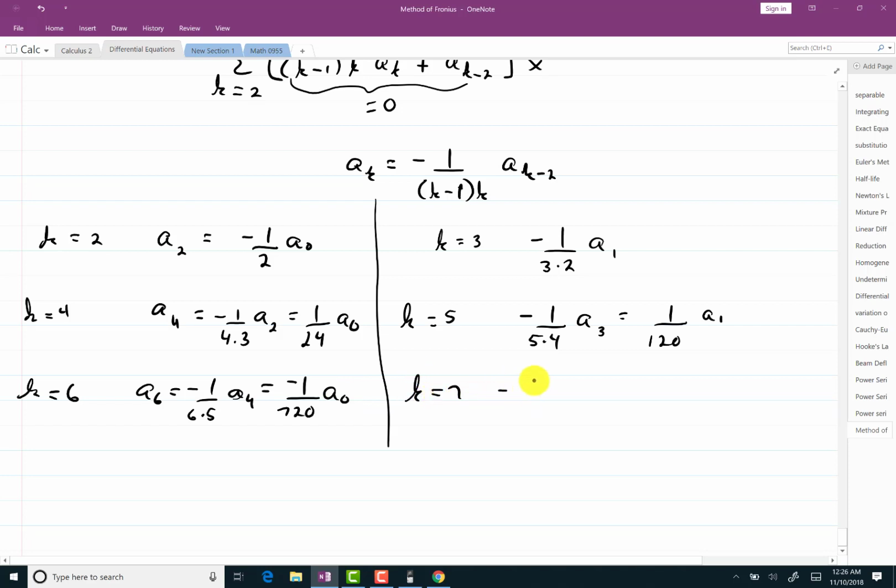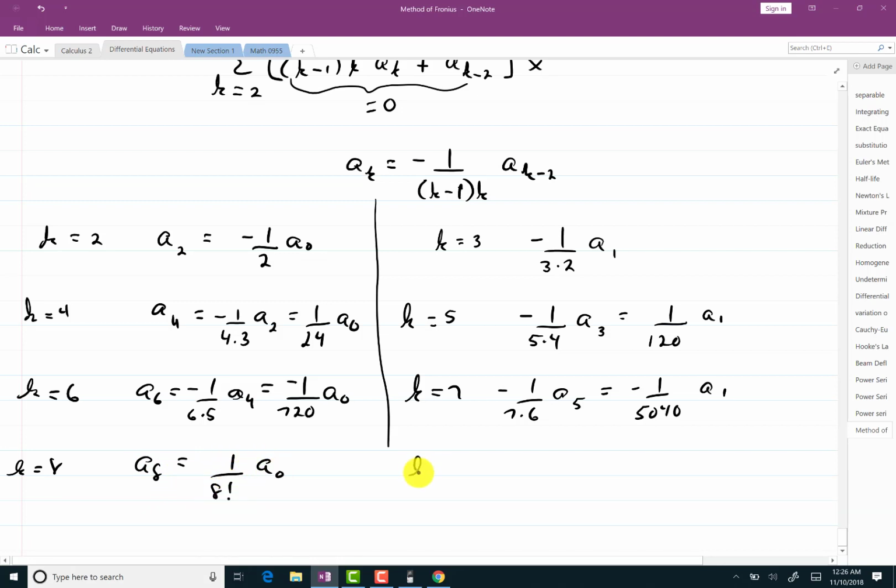We have negative 1 over 7 times 6, a sub 5 equals negative 1 over, here 720 times 7 then is 5,040. Actually, you know what I'm missing? I probably should have mentioned here, when I do k equals 8, I've noticed then that what I'll get is a sub 8 will equal 1 over 8 factorial a sub 0.